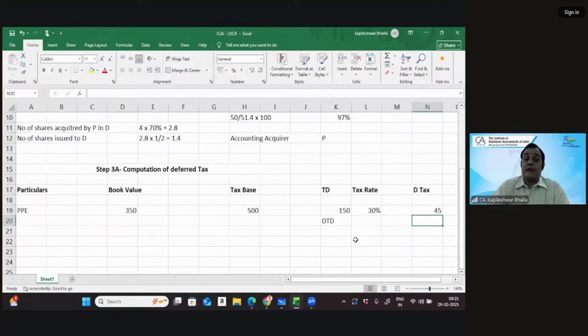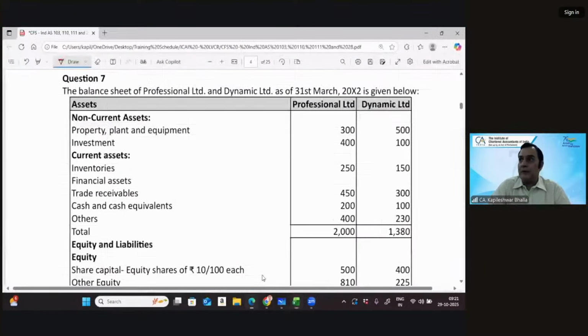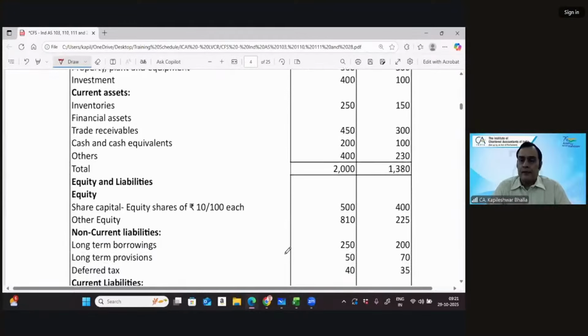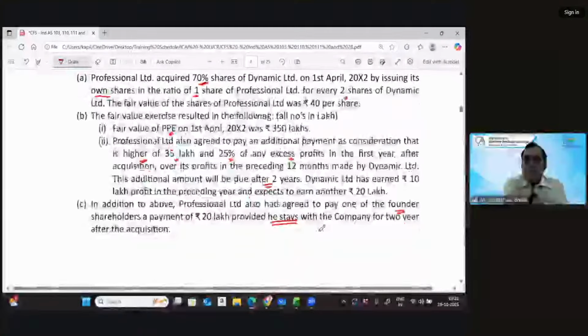This is going to result in a DTA. Though we know that when you create a DTA, it is subject to the concept of prudence. And in the absence of other information, I'm simply assuming that yes, the fair value might be met in this particular case. Okay, I can go further. The next input is in the additional information. So PPE is done. Then if you go to the additional information, I think there is nothing more in point number B.